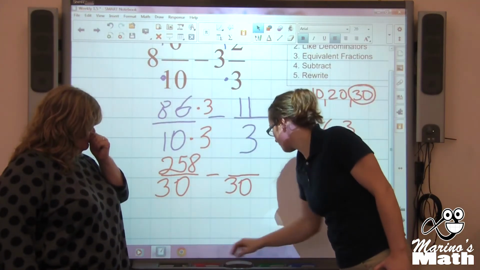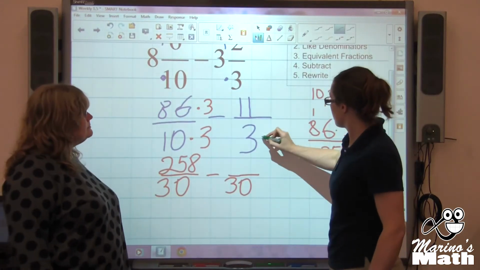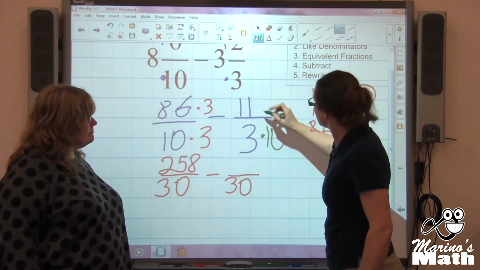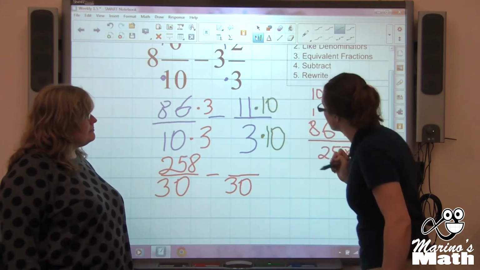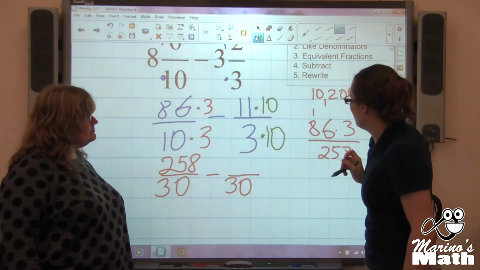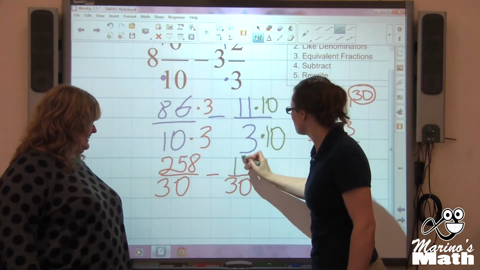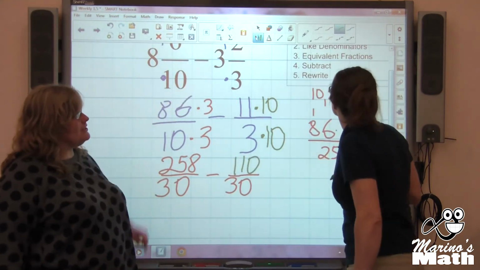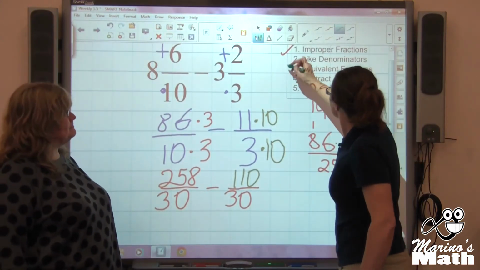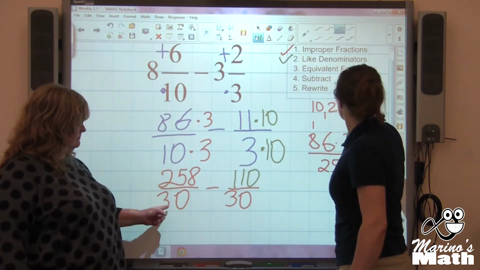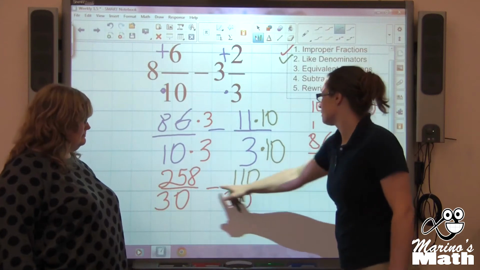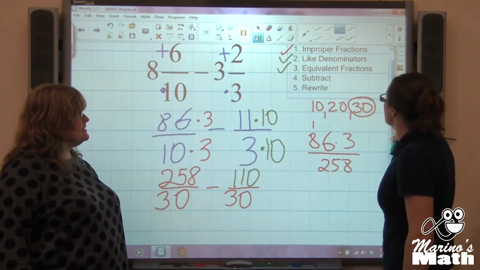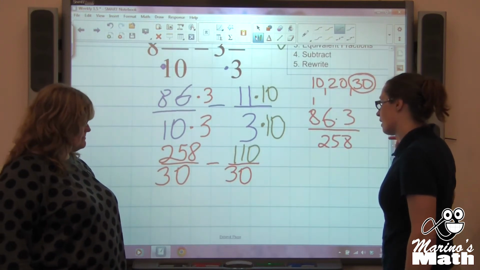I'm going to use another color. This one, 3 times 10 is 30. Whatever I multiply my denominator by will also become my numerator. And that one I can do in my head. 11 times 10 is 110. Good so far? You should check off number 2 and number 3. I made like denominators and I rewrote them as equivalent fractions with like denominators. Indeed. Now I need to subtract.